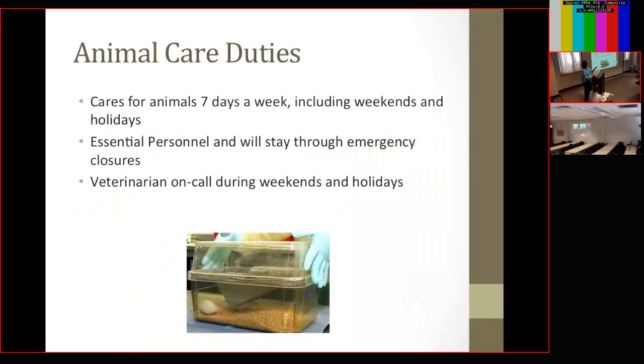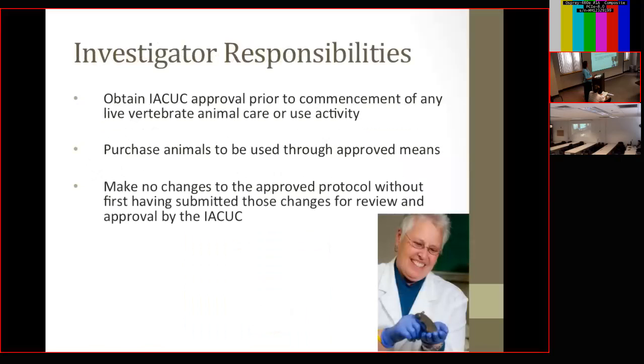So now finally, what are your responsibilities as investigators in maintaining animal welfare? First, you have to obtain IACUC approval prior to beginning work with the animals. You have to obtain your animals through approved means. This is usually through my office, unless you're working out in the field with the wild animals. And you cannot make any changes to your experiments until you've submitted an amendment to your IACUC protocol and had those changes approved by the IACUC. It's very important.